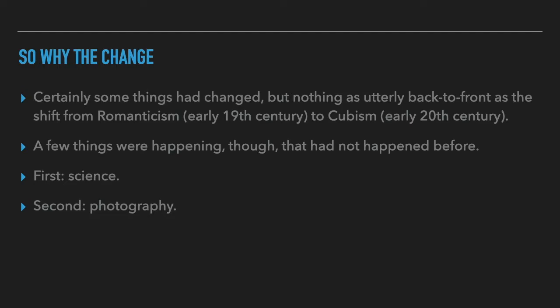Now, why the change? Arguably, there were changes that happened in the 19th century that had never been seen in history. First, science, and second, photography. Now, obviously, they're kind of intertwined. Does that mean science didn't exist before the 19th century? Absolutely not. But science becomes a codified method, a thing, really, in the 19th century. The term scientist is created in the 1830s. Before that, you were just called a natural philosopher.